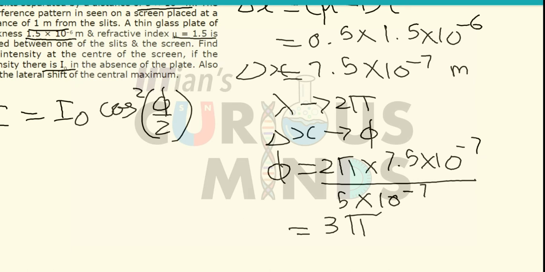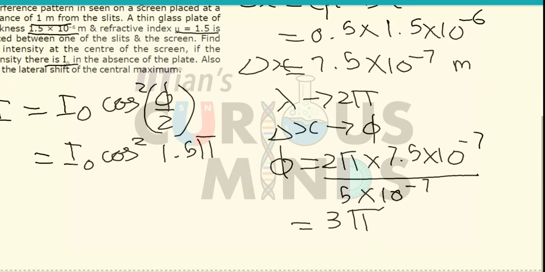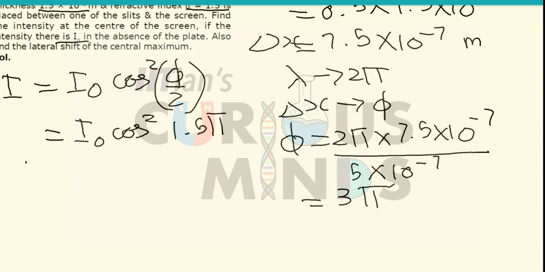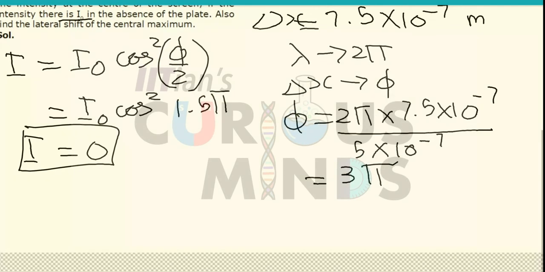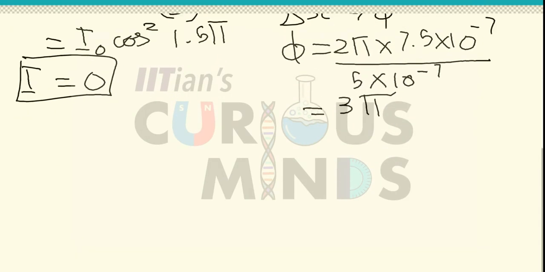When I substitute the value, it will be I naught cos square of 3 pi divided by 2, which is 1.5 pi, and cos 1.5 pi is equal to 0. So I will be equal to 0. That is, the intensity at the central fringe will be equal to 0.